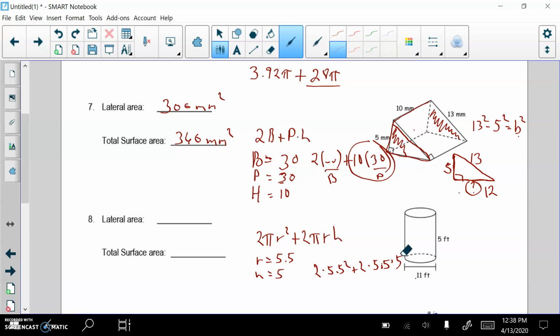All right, so grabbing my calculator, doing it all in one step, 2 times 5.5 squared plus 2 times 5.5 times 5. All right, so that gets me total surface area of 115.5 pi feet squared. And the lateral surface area is 2 times 5.5, which is 11. 11 times 5 is 55 pi.